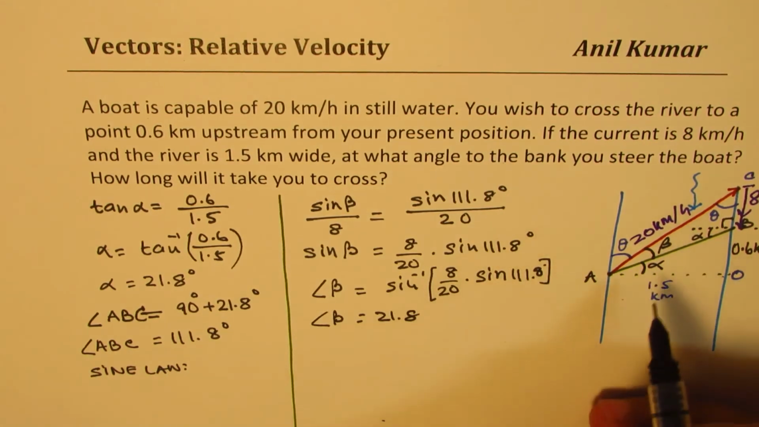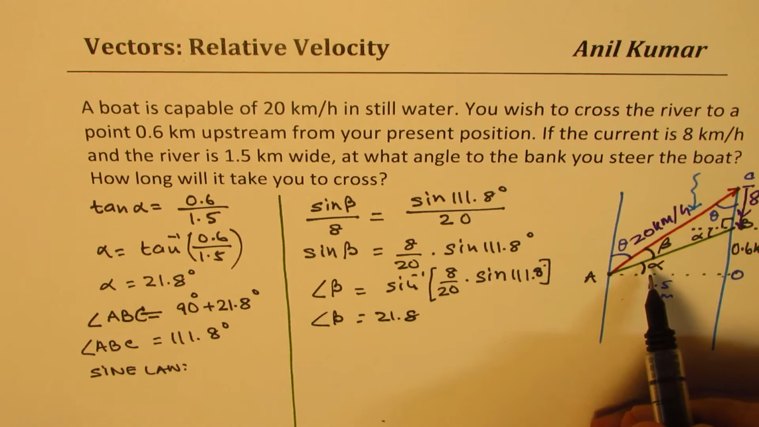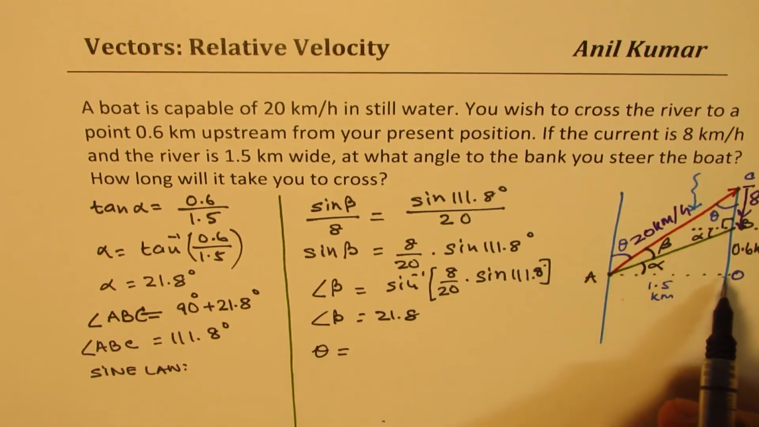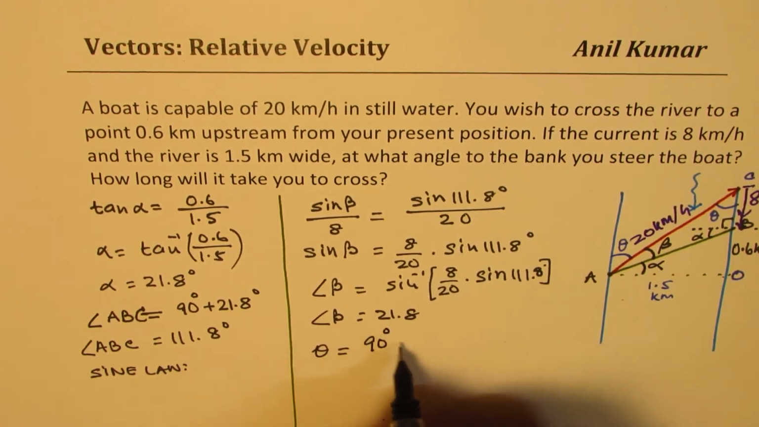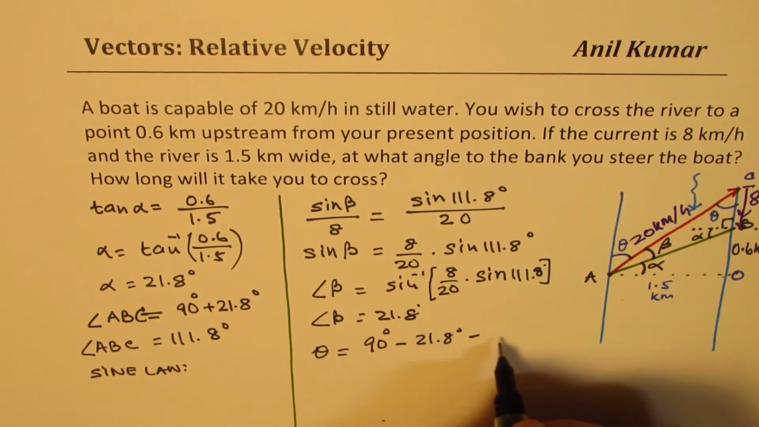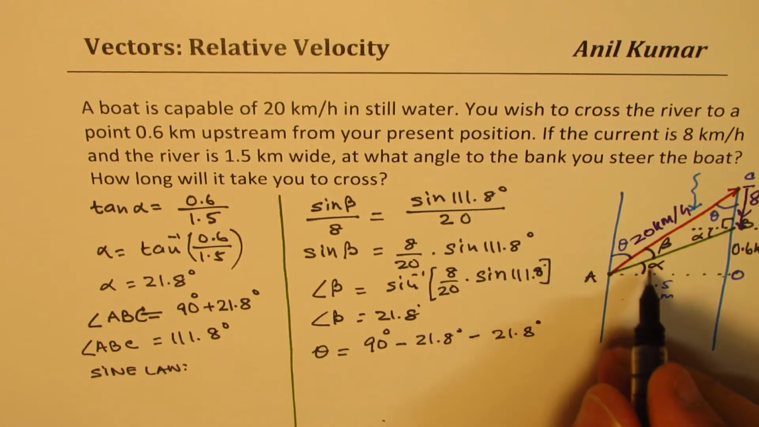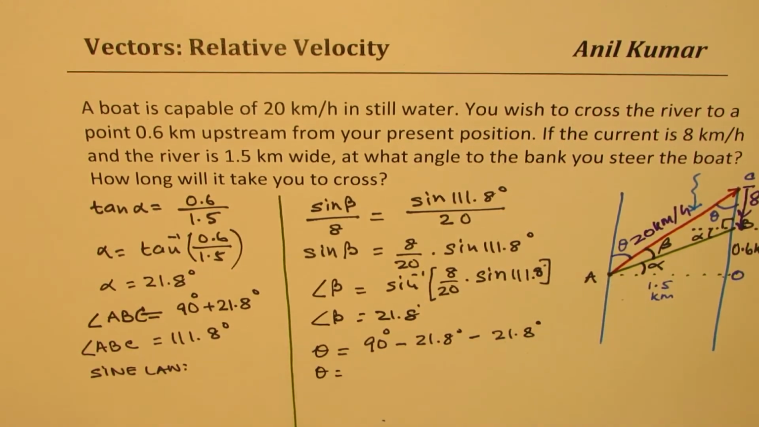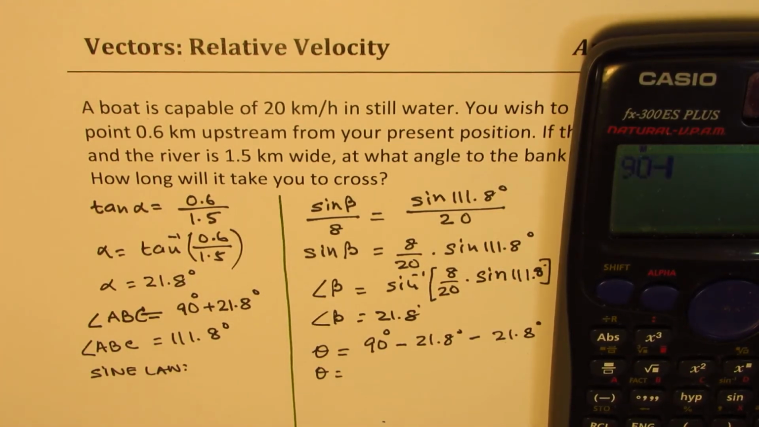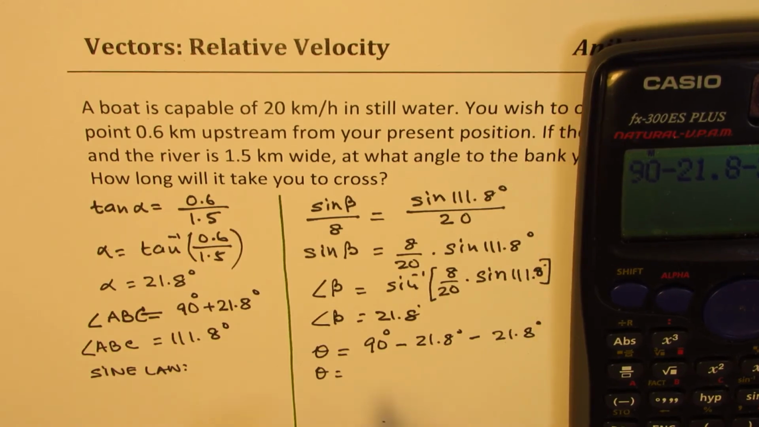Okay. Now, since we know these two are 21.8, we can find what theta is, right? So this is also 21.8. So now we know that theta should be equal to 90 degrees minus 21.8 degrees, which is alpha, minus 21.8 degrees, which is beta, right? So that gives you the angle theta as equal to 90 minus 21.8 minus 21.8. So that gives you 46.4 degrees.